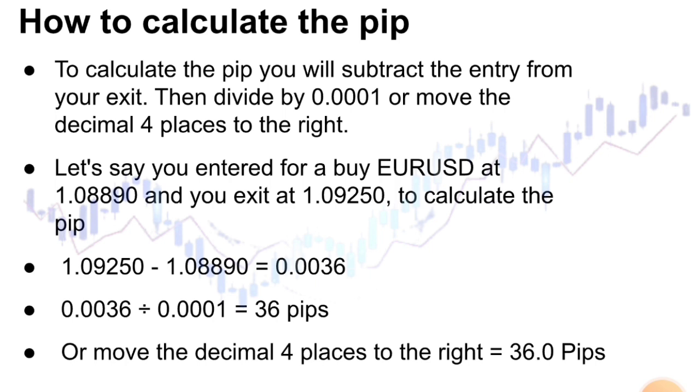So what you want to do now to get the pip is either you divide by 0.0001, that's because the pip is the 4th digit after the decimal, or just move the decimal 4 places to the right. So when we divide 0.0036 by 0.0001, we have 36 pips. Or when we move it 4 places to the right, 1, 2, 3, 4, we still have 36 pips. So you can see now that the Euro USD, if it moves from 1.08890 to 1.09250, we'll be able to catch 36 pips there. So that's how simple it is, okay?